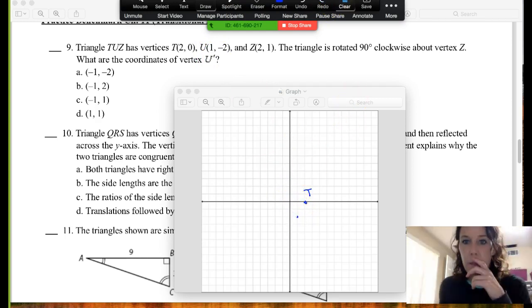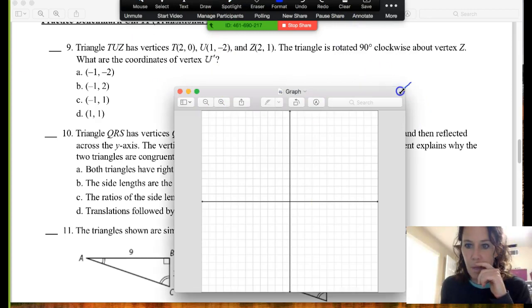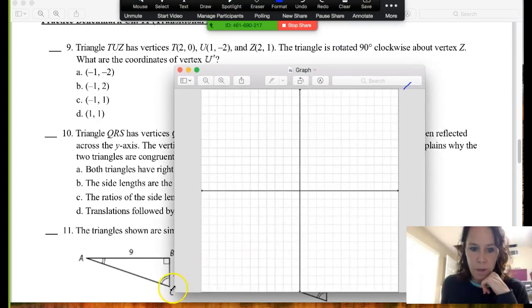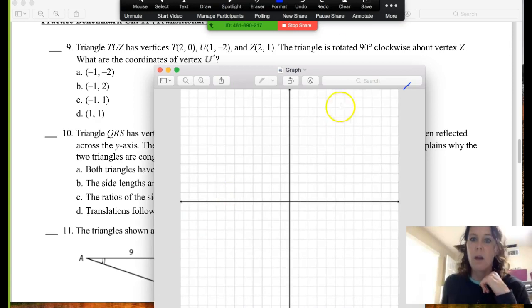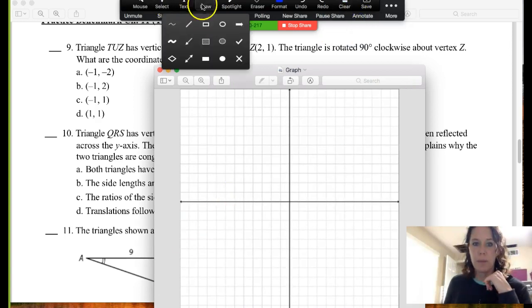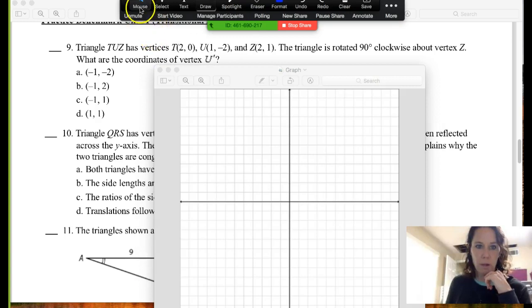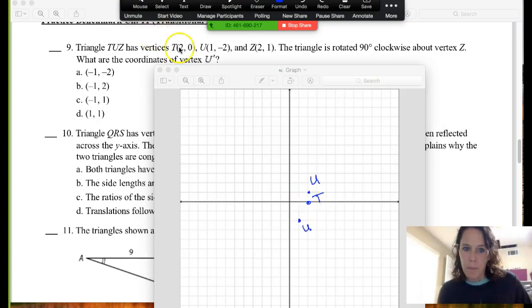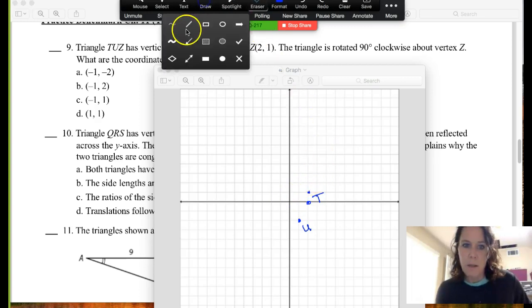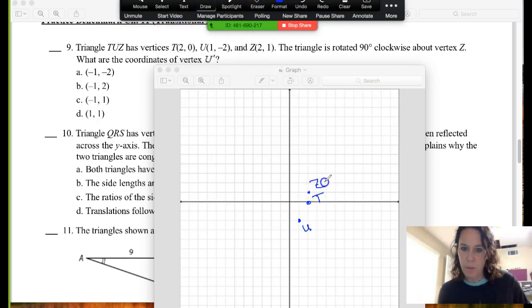and I'm actually going to make this a little bit bigger. Let me see if I can make this bigger. Okay. A little bigger, just so we can see it better. Let's do those points again. I've graphed over 2 up 0 for T, over 1 down 2 for U, and then over 2 up 1 for Z. All right, so there's my points.